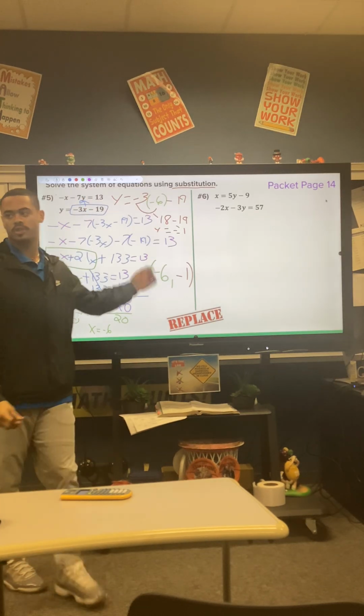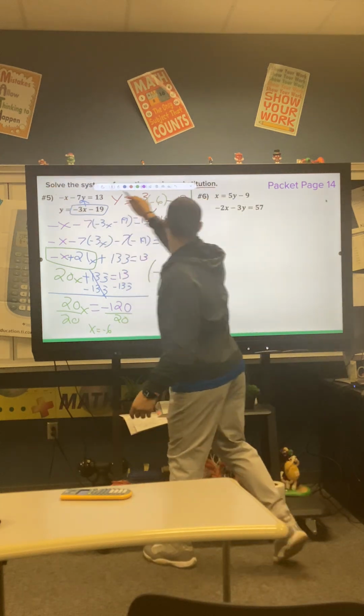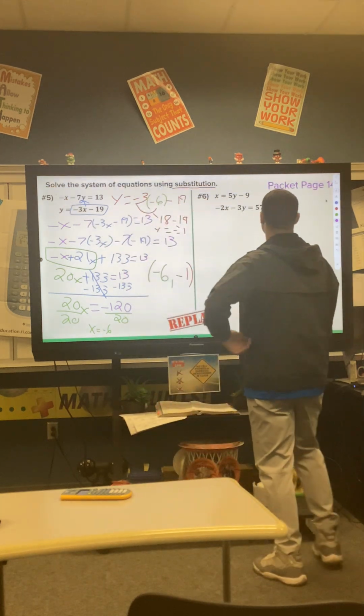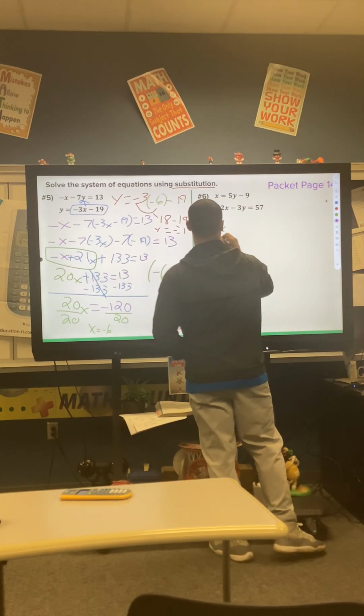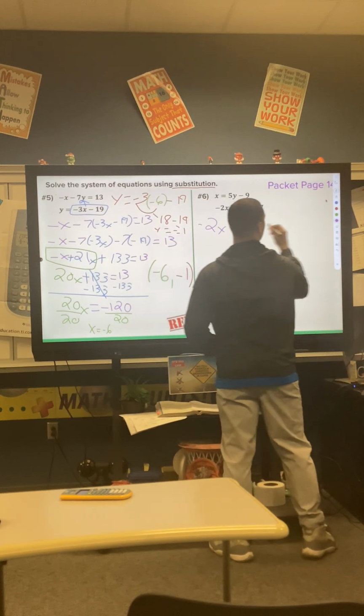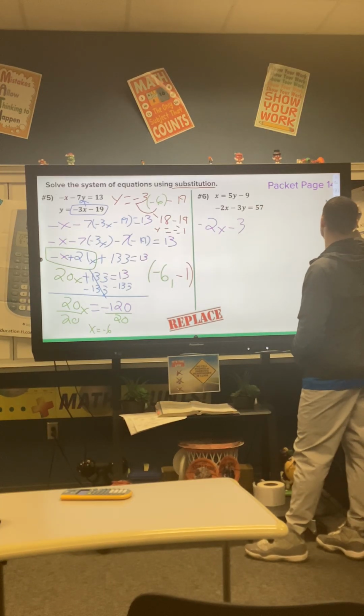Eric, help me out. How do I start this next one? What do I do first? You substitute the y with 5y minus 9. Yes. What color should I use for my y? Green. Green, okay.